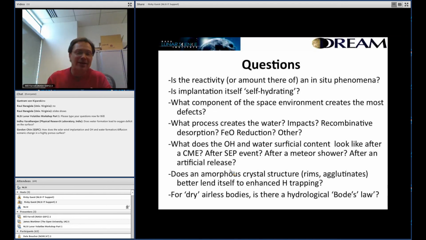So is there, as you move these bodies through the heliosphere, are there different equilibrium set points for the hydration and OH process? So I think I'm going to end this talk there, and I'm probably over. Hopefully, I'm not too far over.